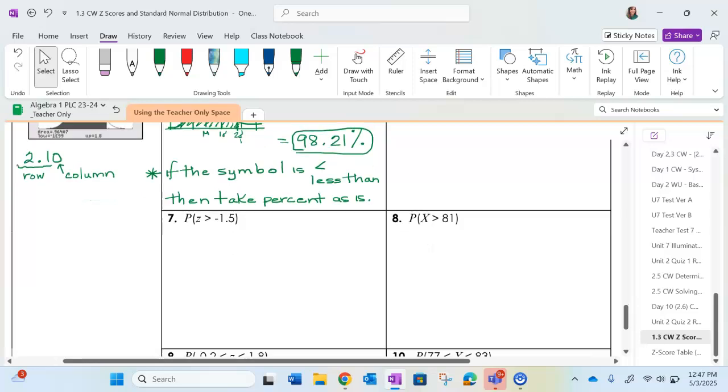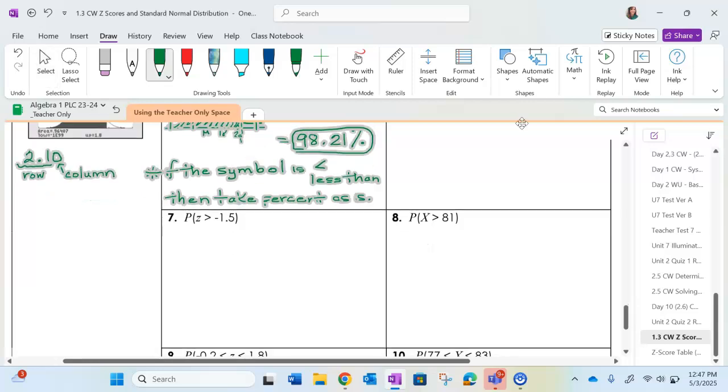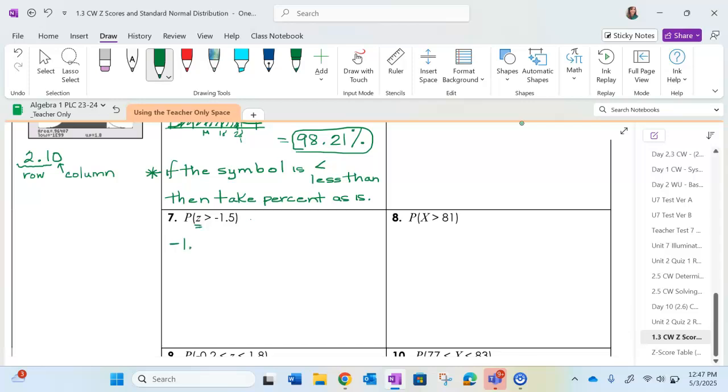All right, we're using the same mean and the same standard deviation, but because this is already as a z-score, I'm going to use negative 1.50.